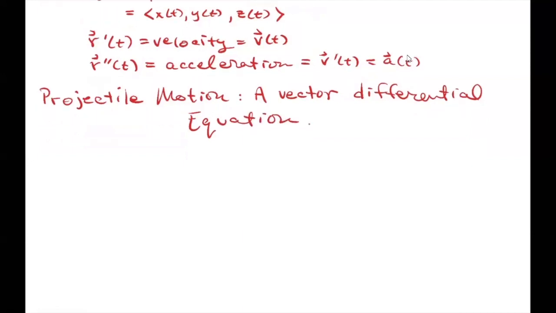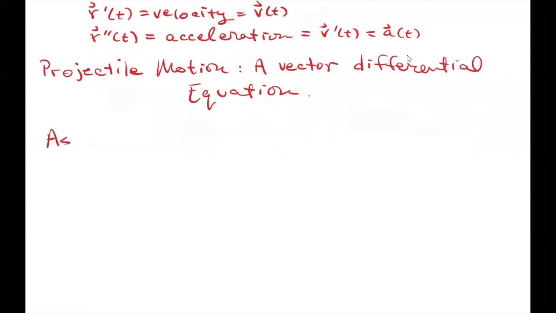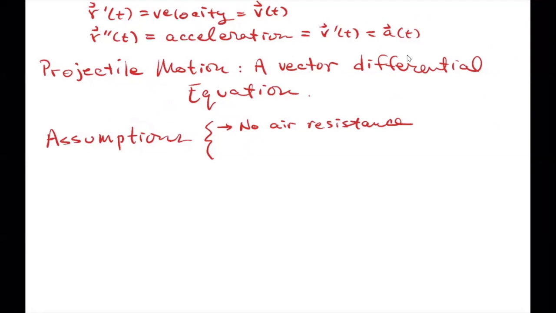Okay, so there's a couple of assumptions. The first one is that there's no friction, so no air resistance. The only reason why is because if you put air resistance in, the problem becomes much more advanced. Not that it can't be done. And then secondly, the acceleration due to gravity is constant.